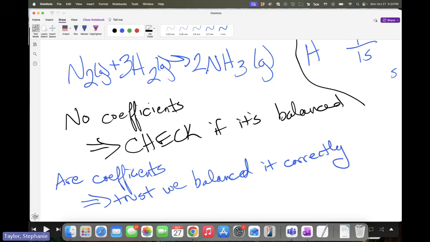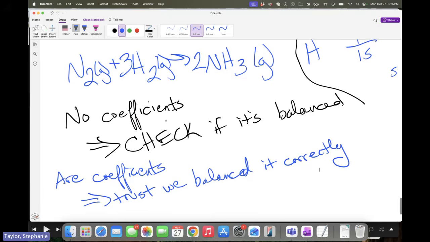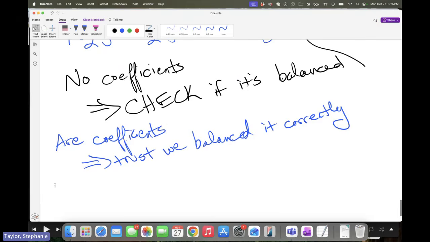There are 3 kinds of calculation questions that can come up with chemical reactions. We'll do one of each. So one of them is something like, given 5 grams of nitrogen gas.